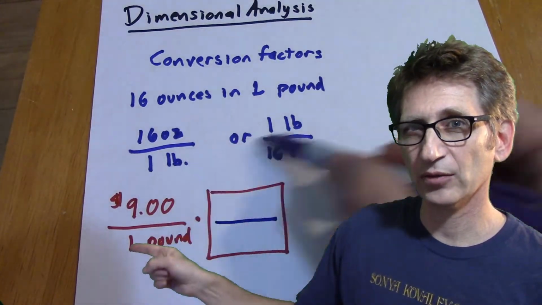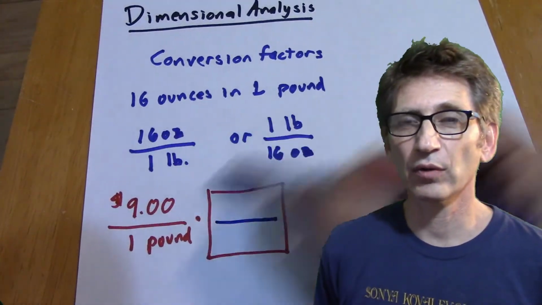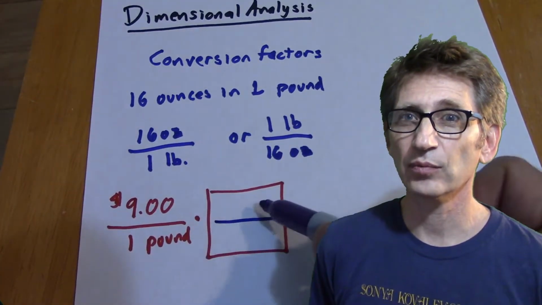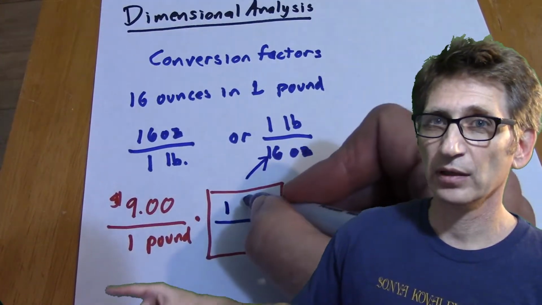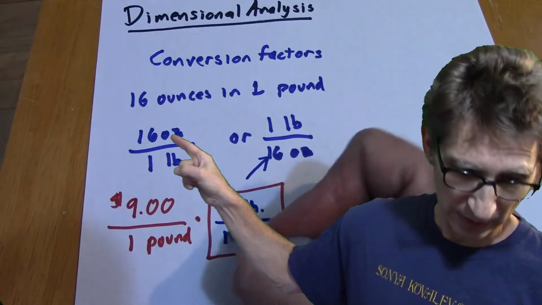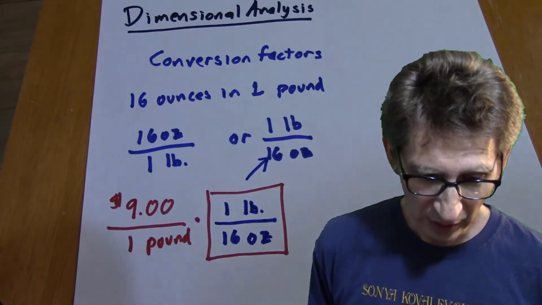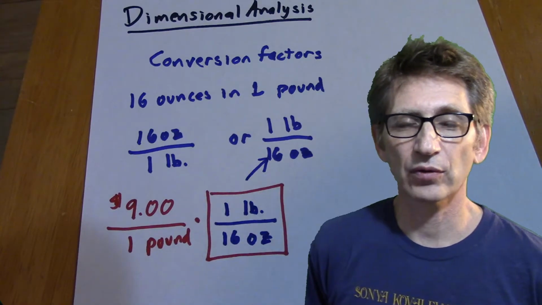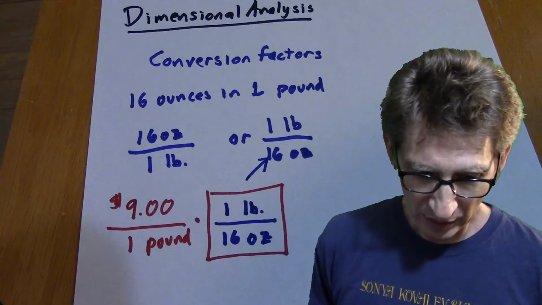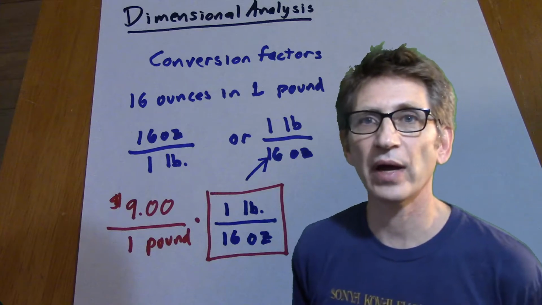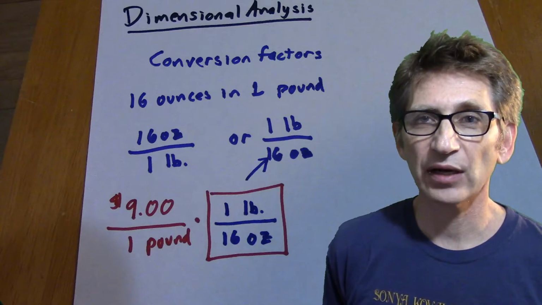It will cancel out. So of these two conversion factors, 16 ounces over 1 pound, or 1 pound over 16 ounces, you can probably start to figure out which one to use. If we have pounds in the denominator and we want to multiply by pounds in the numerator, I probably ought to use that second conversion factor. So I get $9 over 1 pound, that's my ratio, or my rate if you prefer, times the conversion factor of 1 pound over 16 ounces. Now I can cancel out the pounds.